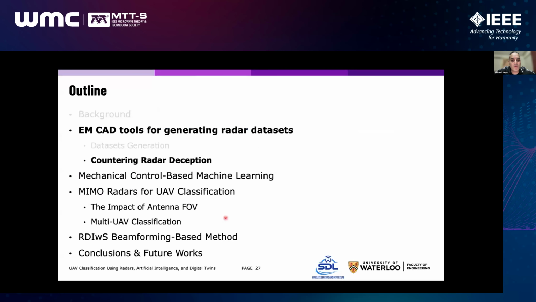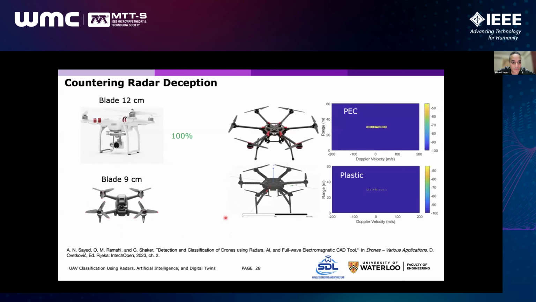Then I'll talk about how this method is important to counter attempts to deceive radar systems. For example, the accuracy for classifying the DJI Phantom 3 standard was 100%, as I showed earlier. By changing the blade length of this drone from 12 centimeters to 9 centimeters, the accuracy dropped to 75%, with an error of 25% classified as a DJI FPV drone.